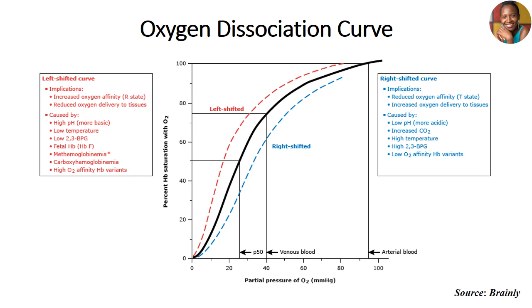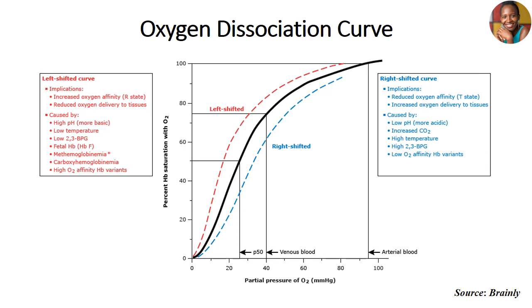It's being said that on the left shift, that is the red curve here, we tend to have a left shifted curve when our hemoglobin has an increased affinity to oxygen. That means we have oxygen levels increasing in our body system, but there's a reduced oxygen delivery to tissue. So I want you to understand, the more oxygen is binding to our hemoglobin, the less of it is going to our tissues. But what can make oxygen more affined to hemoglobin?